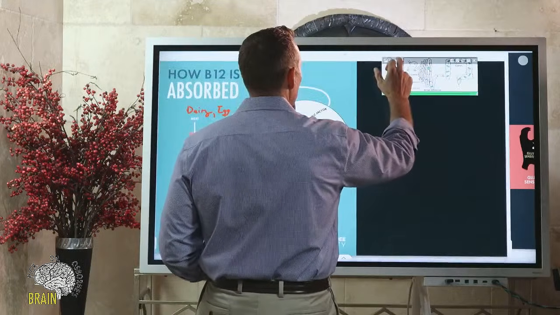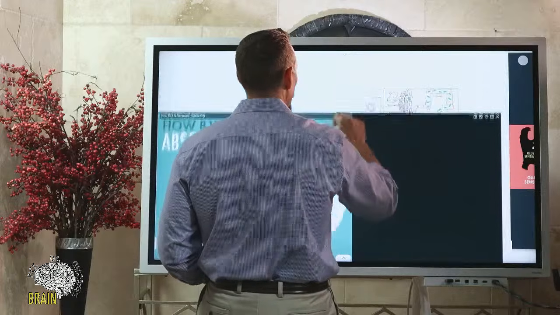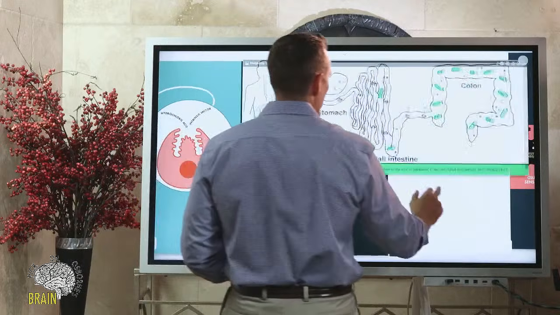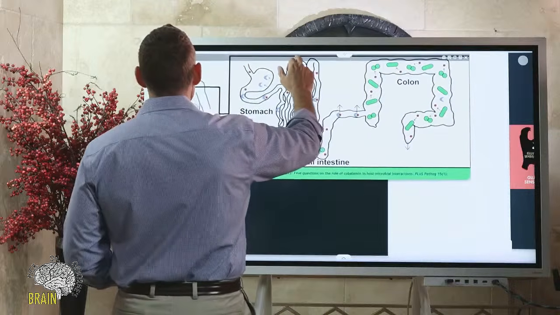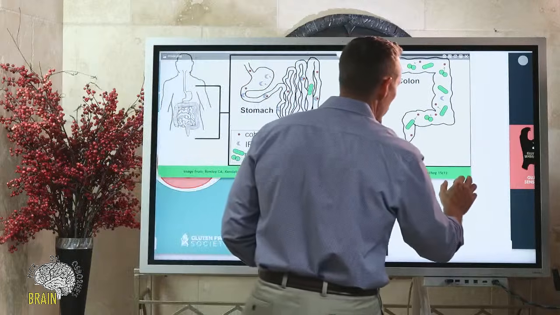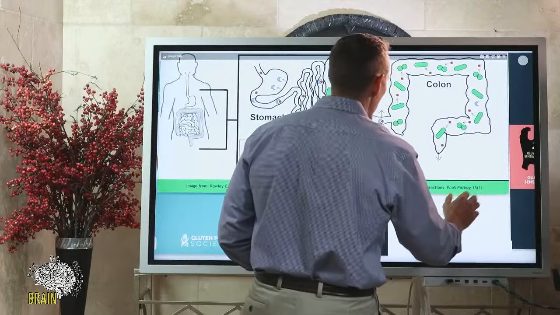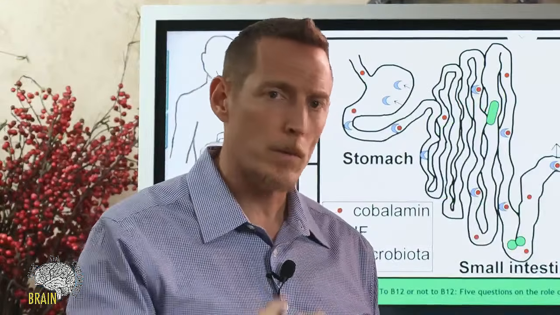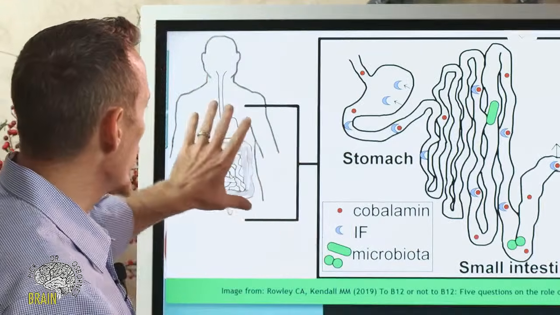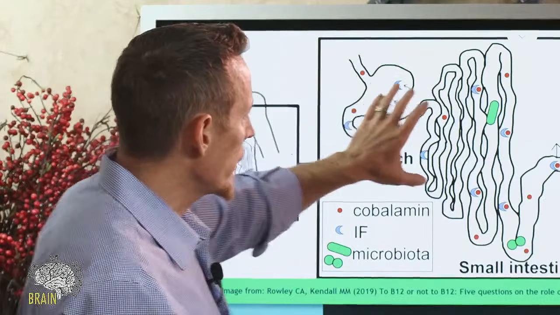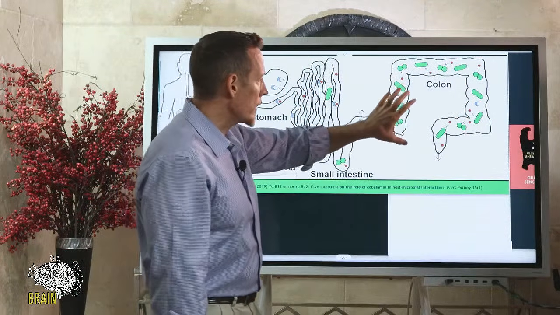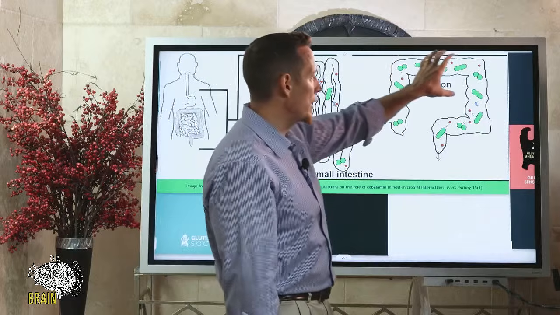Now, I've got this image I'm going to pull up for you as well. Some people have talked about how the bacteria that live in your intestine can actually produce vitamin B12, and that's true. Your bacteria can produce vitamin B12. Here's the problem. If you look here, we've got the stomach, the small intestine, and then the colon, or the large intestine. The bacteria that produce B12 largely inhabit your colon.